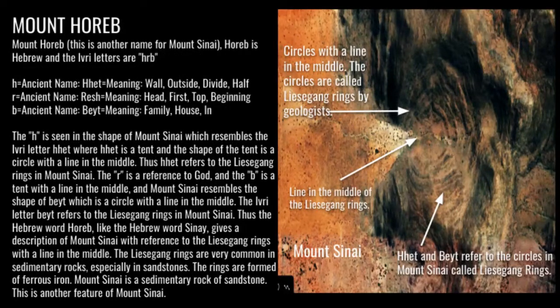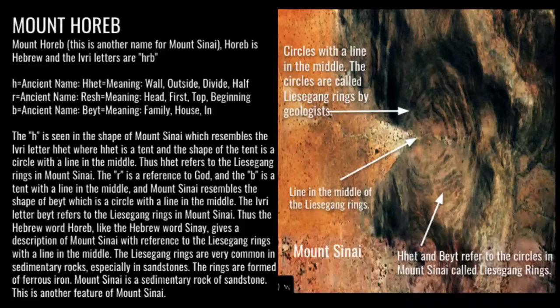Horeb is Hebrew, and the every letters, they are HRB. The H is the every letter Het, and that means wall, outside, divide, half. And Het refers to the tent. A tent is a circle with a line in the middle, giving the shape of the Liesegang ring found in Mount Sinai.